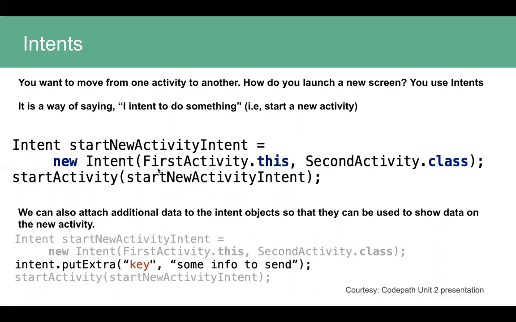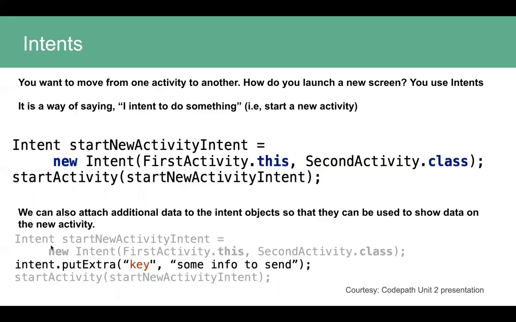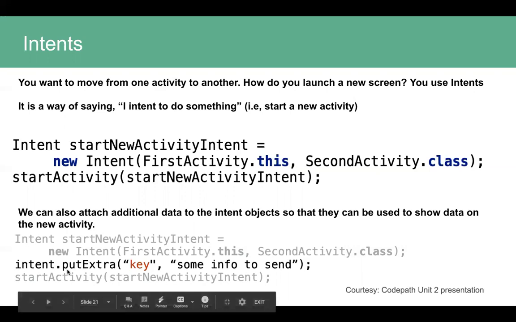And sometimes we would want to attach some extra data to these intent objects to send to the other screen. And that's where parcellers can be really useful as well. And this is how you would do it without using a parceller. You would use the put extra method, and that would require a key to do so.